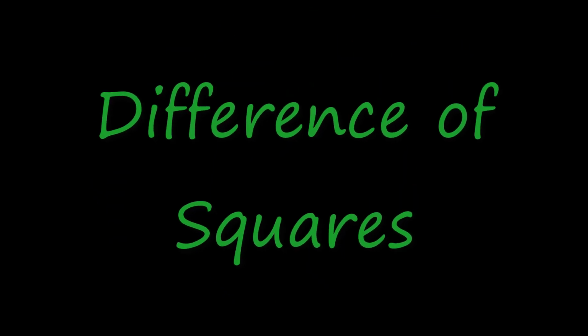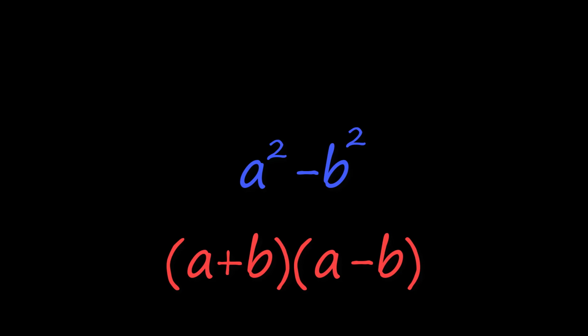The next is difference of squares. Not square of differences, difference of squares. Let's look at this equation. a² - b². Remember, you can't use the inverse of distributive property because that wouldn't work. In this case, a² - b² is (a + b)(a - b).